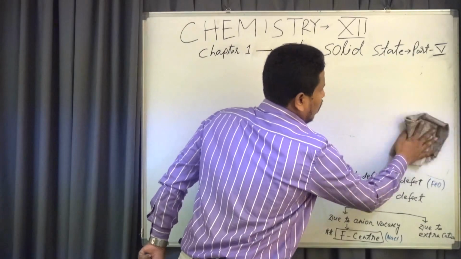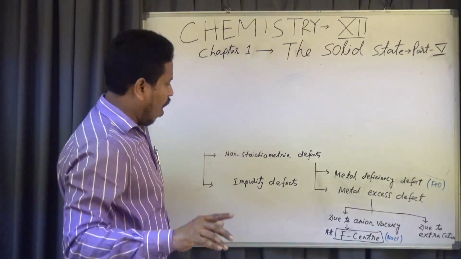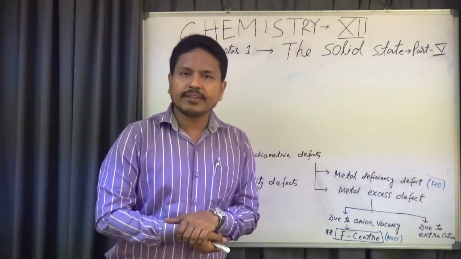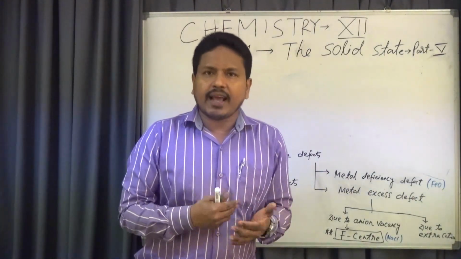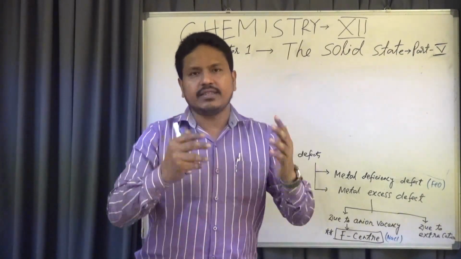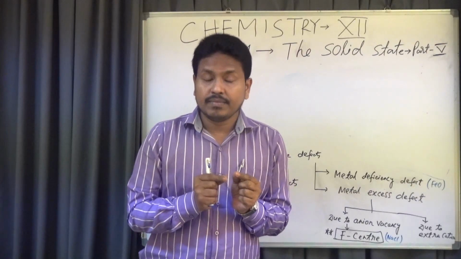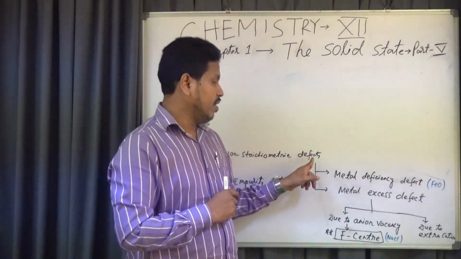So this is over. Stoichiometry defect is over. The next one is non-stoichiometry defects. So this is just the opposite of the stoichiometry defect. What is non-stoichiometry defect? A defect arises, a point defect arises, and the crystal stoichiometry also changes. Crystal stoichiometry means the ratio of cation and anion will be changed. Stoichiometry changes. So non-stoichiometry defect.